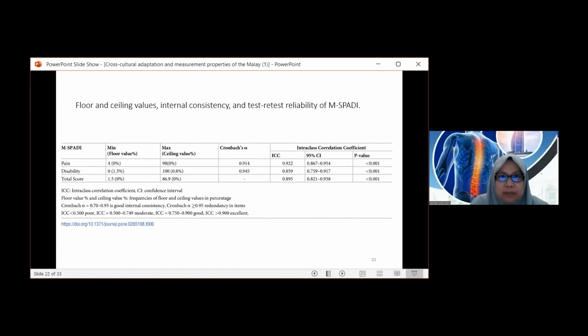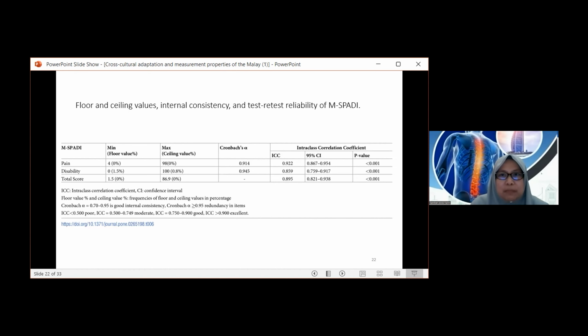Less than 15% of participants with shoulder pain achieved the lowest or highest possible score in the pain subscale, which indicates that M-SPADI has no floor or ceiling effect. The M-SPADI pain and disability subscales have good internal consistency with the Cronbach alpha of pain more than 0.91 and the Cronbach alpha for disability more than 0.94.